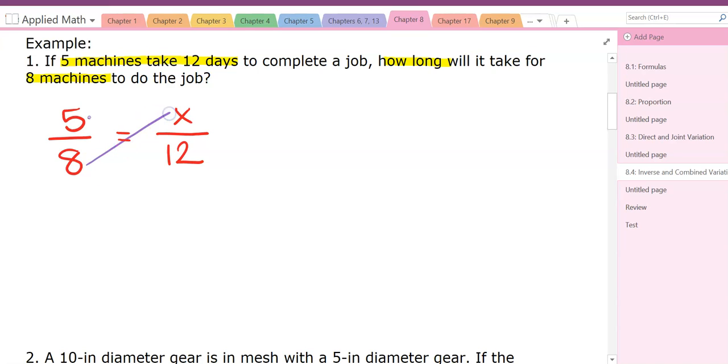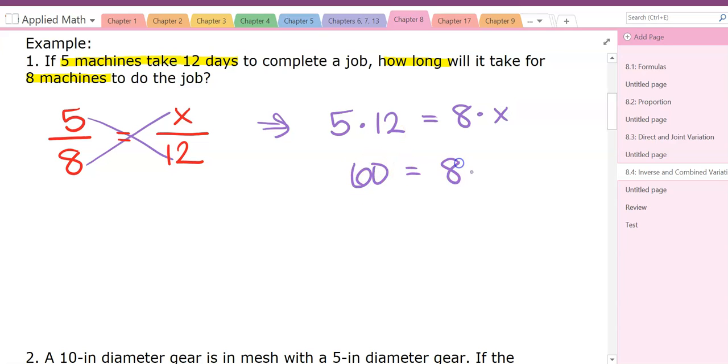So we cross multiply. So we're going to do 5 times 12 equals 8 times x. 5 times 12 is 60. So we have 60 equals 8x. We divide both sides by 8. And you get 7.5, and that would be days.